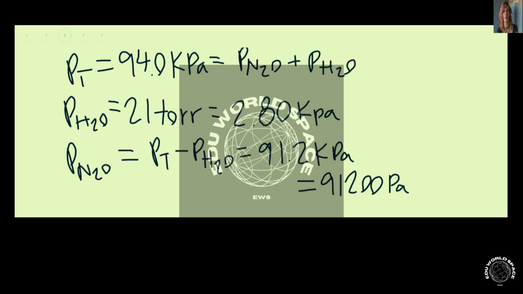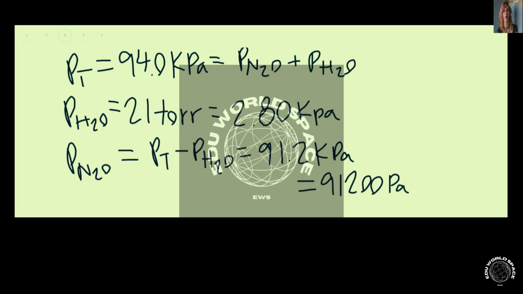So we're told that we have 94.0 kilopascals at 22 degrees Celsius for our total pressure. So our total pressure is the sum of our partial pressures. And the two gases we have are nitrous oxide and water. And you might be saying, but water was a liquid in that reaction. But we have the vapor pressure of water. So we have this equilibrium between liquid water and gaseous water molecules above the surface of the water. So we need to take that into consideration.